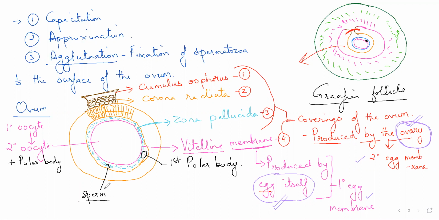So the process of agglutination is fixation of sperm initially onto the surface. Right? The spermatozoa gets fixed onto the surface of the ovum. This fixation is known as agglutination. इस फिक्सेशन को हम क्या बोलते हैं? एग्लूटिनेशन. ओके.